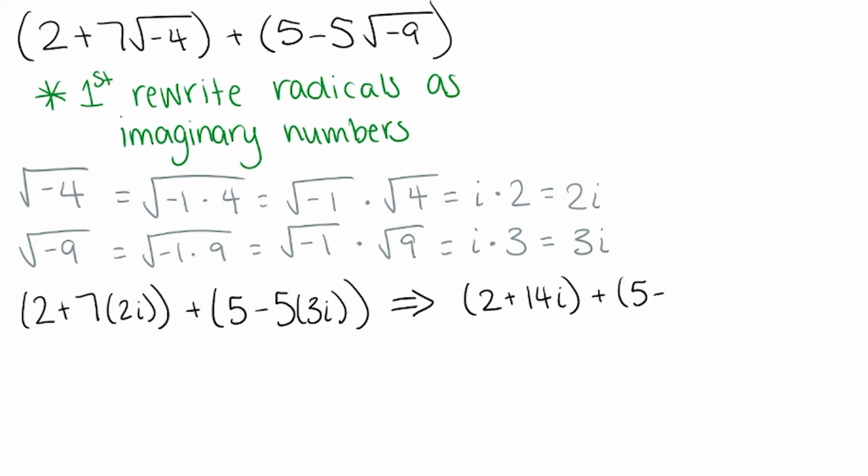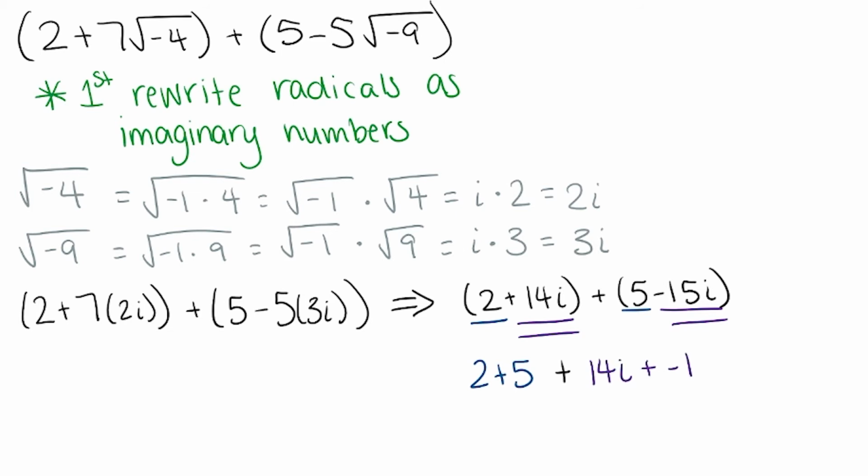So now our expression becomes 2 plus 7 times 2i plus 5 minus 5 times 3i, or 2 plus 14i plus 5 minus 15i. Now let's identify those like terms. 2 and 5 are like terms. 14i and negative 15i are like terms. So we have 2 plus 5 plus 14i plus negative 15i, which is equal to 7 minus i.